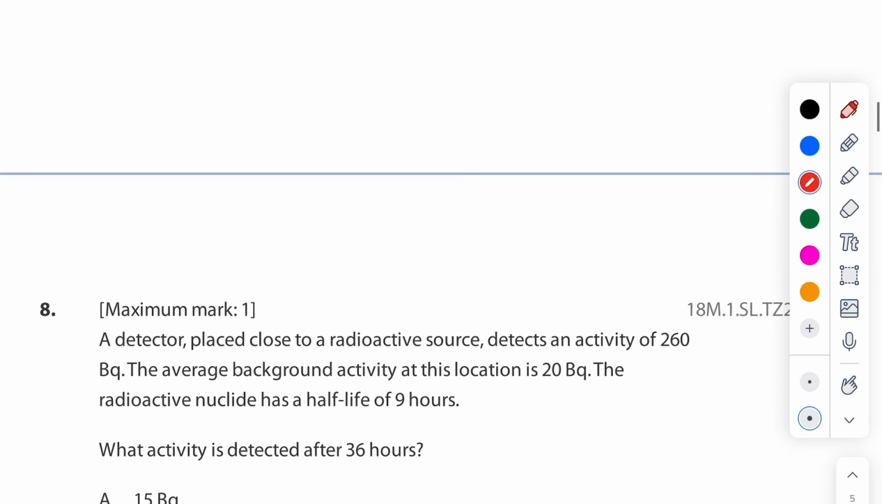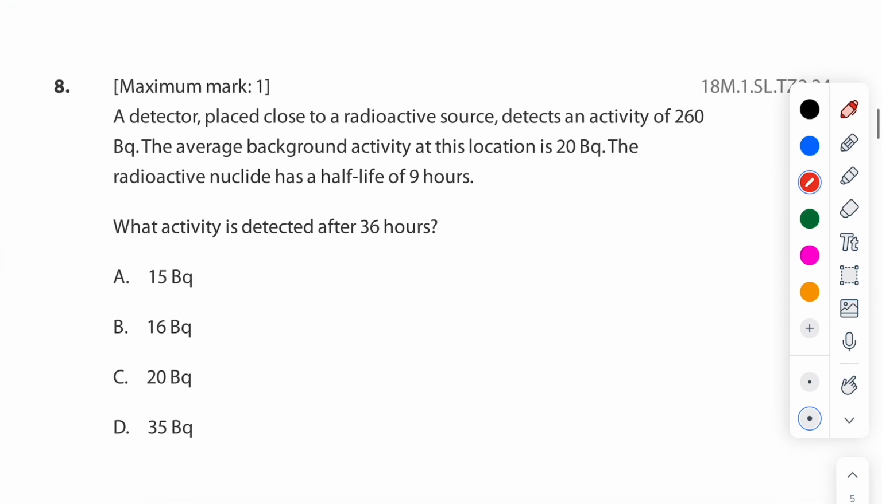You can literally draw, but rather than drawing, this is the best way. 4C2 is going to be the answer.